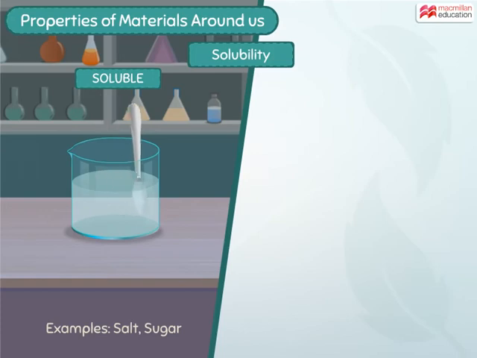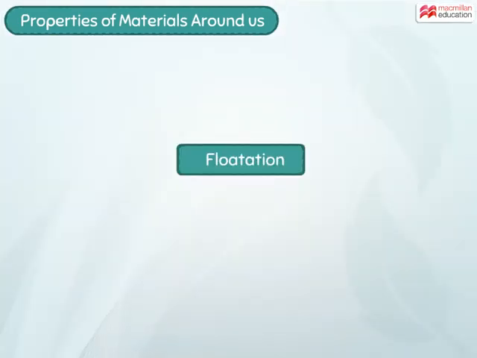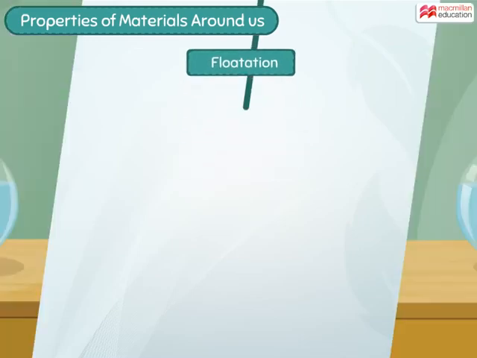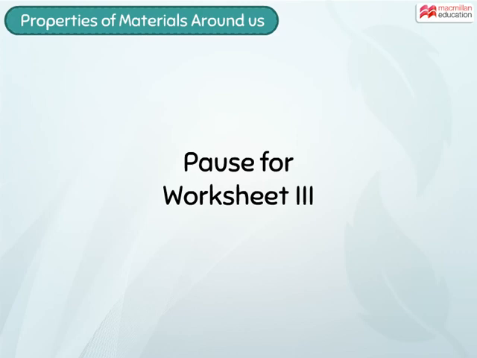Soluble substances can be used to make solutions. The cold drink you like to drink is also a solution. Substances like sand and sawdust that do not dissolve in water are called insoluble substances. While some insoluble objects sink when they are put in water, other objects float on the surface of water. Flotation is also a property of materials. Let us now try to solve Worksheet 3.